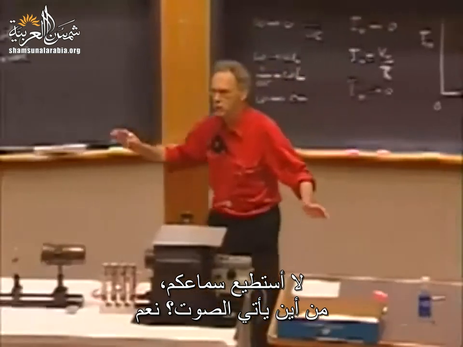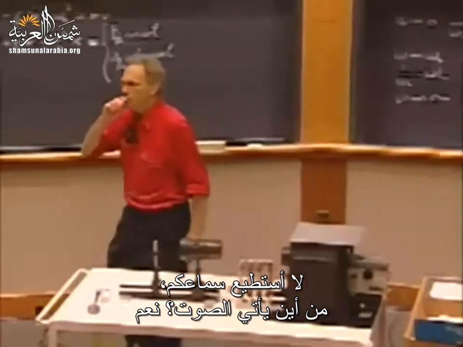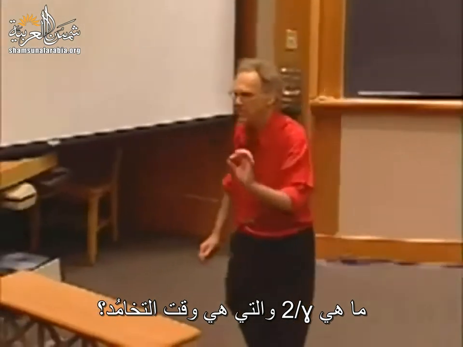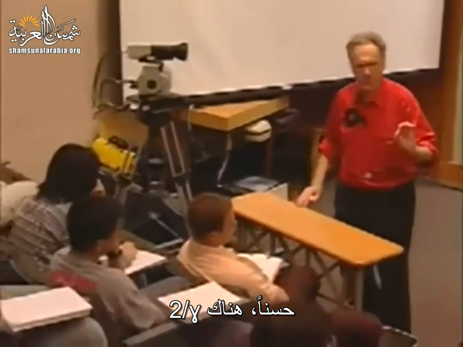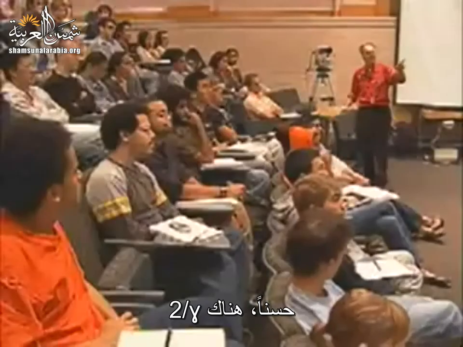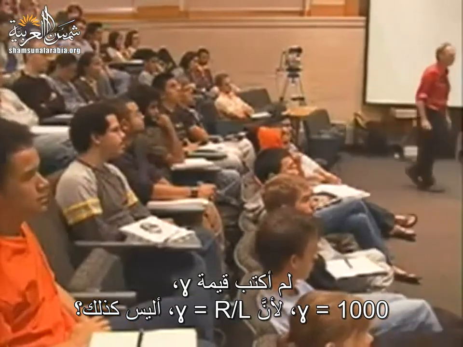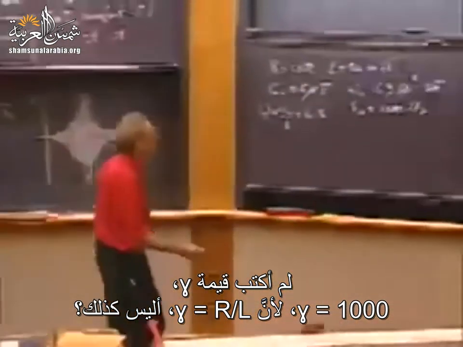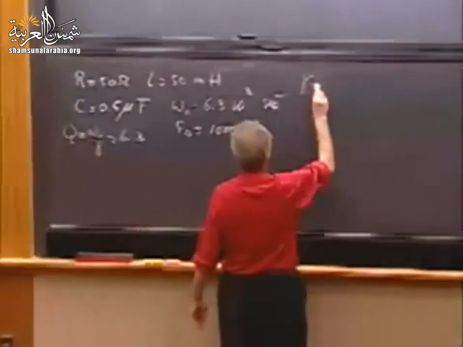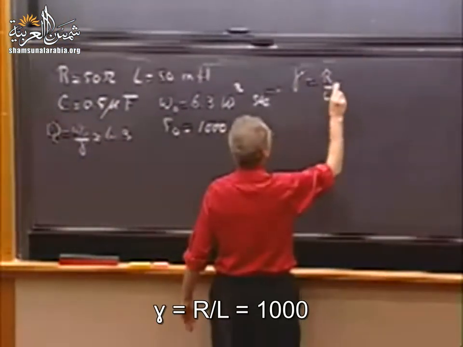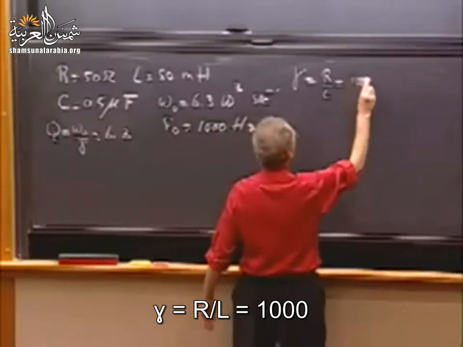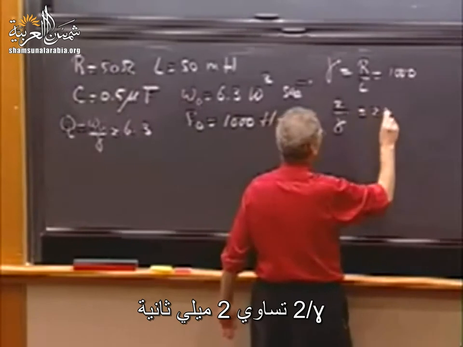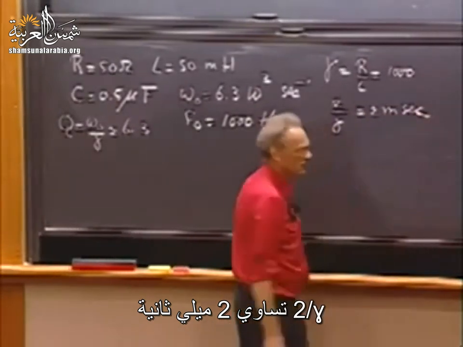I can't hear you. Where's the sound coming from? Yes. What is 2 over gamma, which is the decay time? The 1 over e decay time. What is 2 over gamma? Oh, I didn't write down what gamma is. Gamma is R over L, right? Gamma is R over L, which is 1,000. So 2 over gamma, which is the 1 over e decay time, is 2 milliseconds.